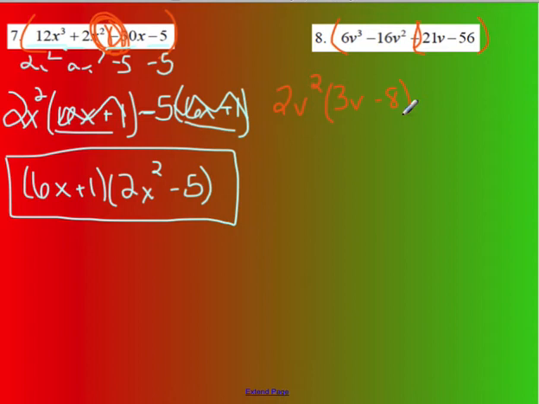Between 21 and 56, you can take out a 7. You cannot take out any v's because there's not a v in the last term. And then you're left with 3v minus 8. So again, our leftovers are matching, so we can go ahead and factor those out. And once we factor those out, we're going to write what's left over, which is 2v squared plus 7. So this right here is our final answer. Again, you can have those parentheses flip-flopped.